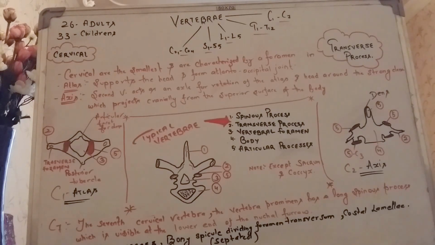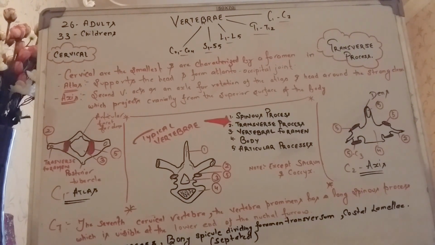So we'll initiate our topic with the typical vertebrae. In the diagram of a vertebra over here, we can see a vertebra should have its 5 points so that we can say that it's a vertebra. It should have spinous process, transverse process, vertebral foramen, body, articular process. These 5 points make a typical vertebra. If we take a vertebra out of the vertebral column and see that it has spinous process, transverse process, vertebral foramen, body, articular process, then we can easily justify that it's a typical vertebra.